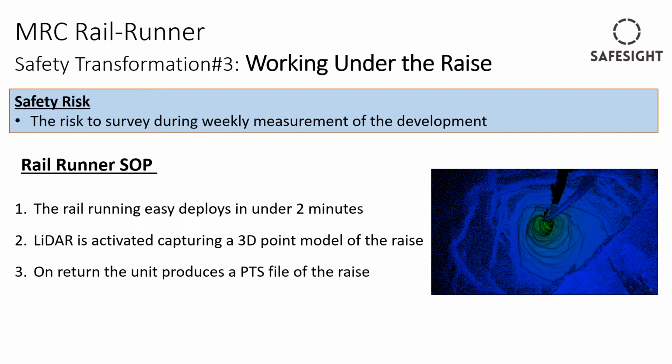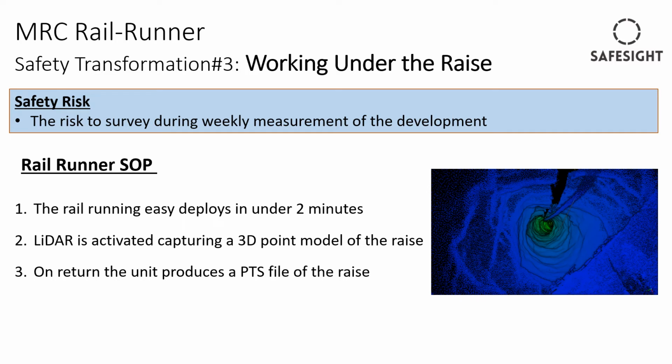Finally, as part of the development, regular surveys are required as the development gets higher or longer. Those surveys become more difficult, not only from a shadowing perspective, but you have surveyors underneath unsupported ground. So the Rail Runner removes the need for surveyors to be involved directly as it is surveying with each run. So again, if you remember the standard operating procedure, clip on the rail, activate the LiDAR, send the Rail Runner up the rays to the face and back.